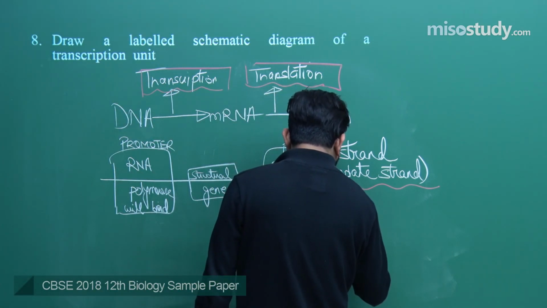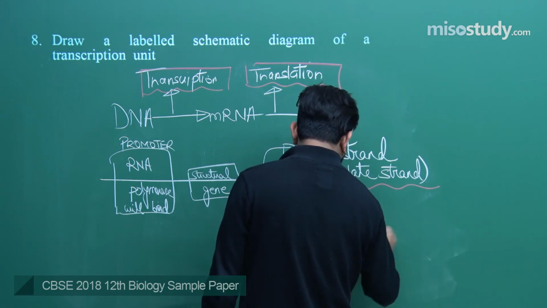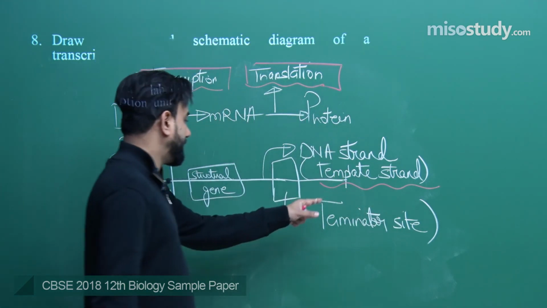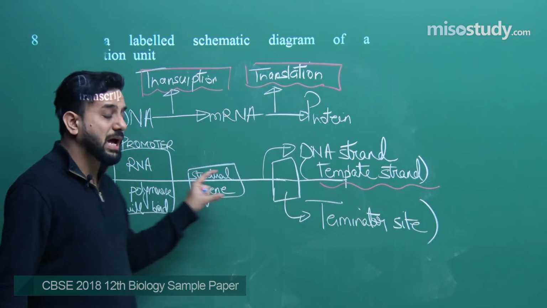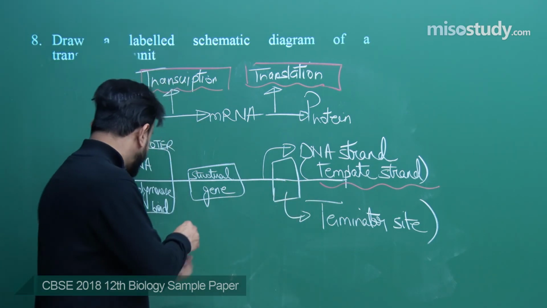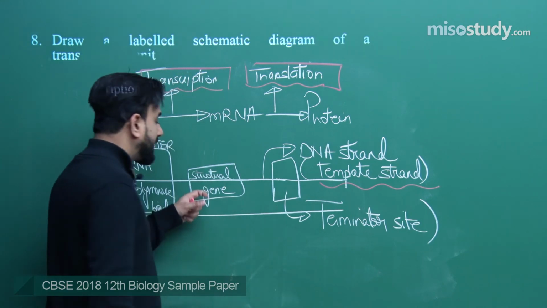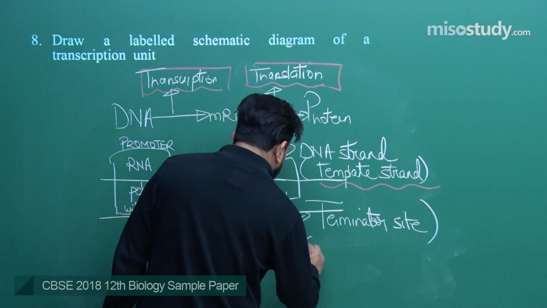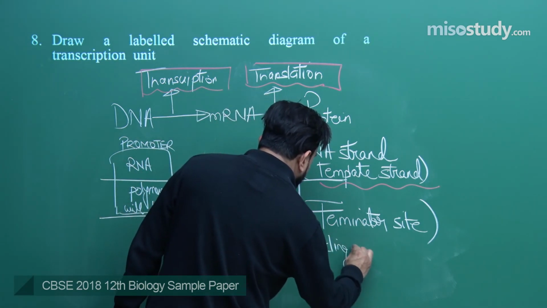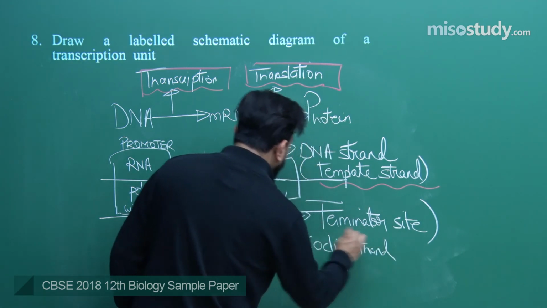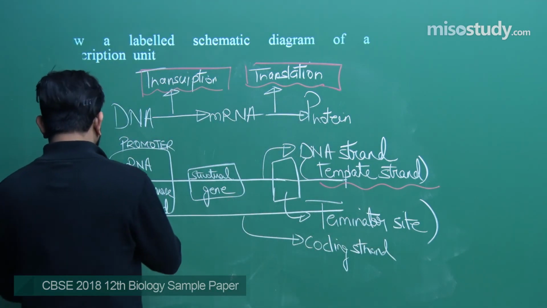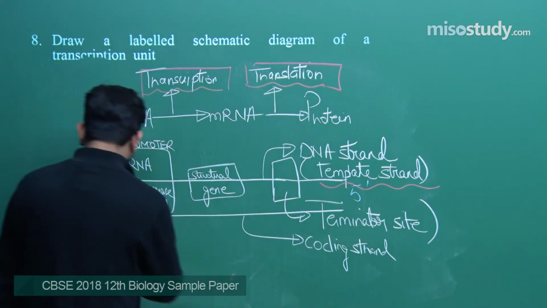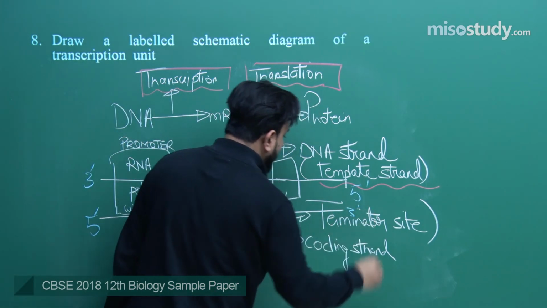Why? Because we are reaching almost the end. Terminator site, almost the end of the DNA, and this transcription has to stop. So we have the terminator site. And this is the other DNA strand. This strand is called the template strand. This strand is the other strand which is called the coding strand. Got it? So this will be in the 3' to 5' direction, and this will be 5' to 3' direction.